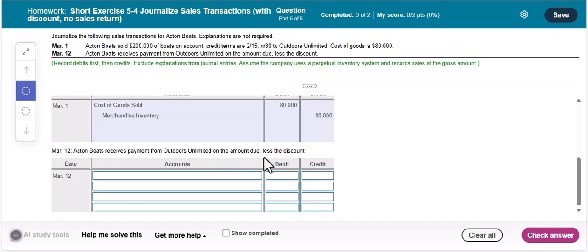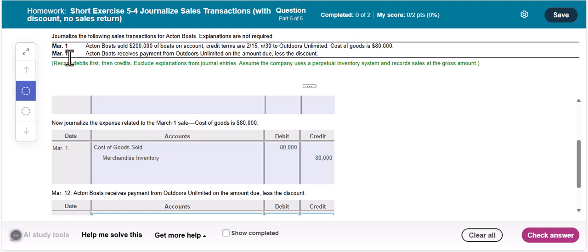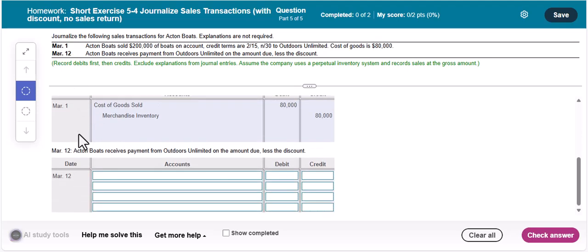All right, and then our last journal entry here, Acton receives payment from Outdoors Unlimited on the amount due less the discount. So again, what are our credit terms? If they pay within 15 days, we give them a 2% discount on the amount that they owe. And if you'll notice, our sale happened on March 1st, and then this payment is on the 12th. So that means it is within that 15-day period. So they will be receiving the discount.